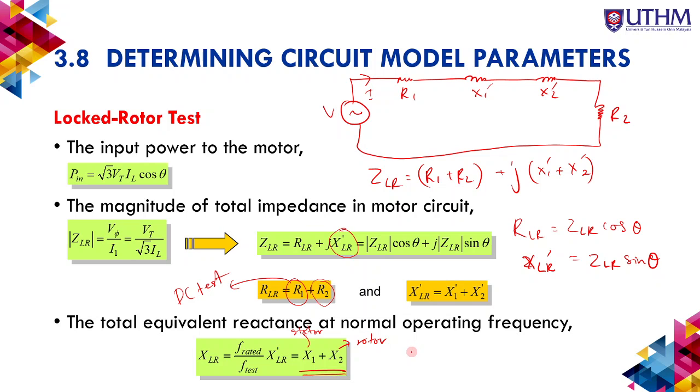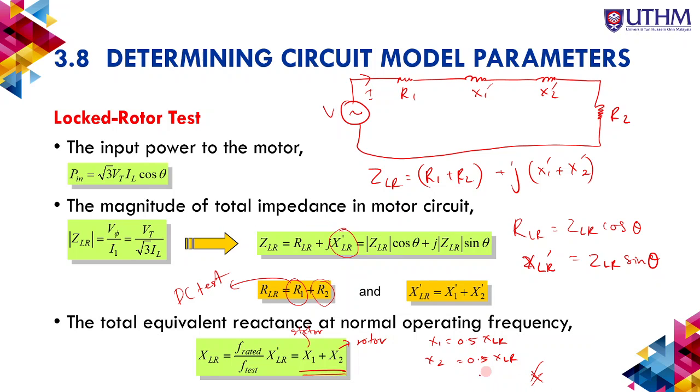Over the years, experience has shown that motors of a certain design type have a certain proportion between the rotor and stator reactance. There are several tests and also designs. Some designs mention that X1 is equal to 0.5 XLR, and X2 also becomes the same, divided by 2. This is the simplest way to use.